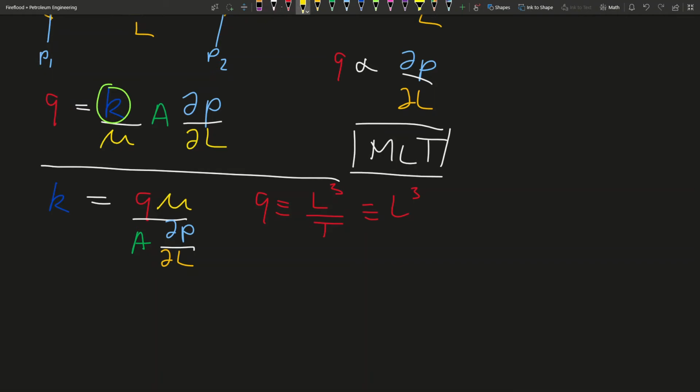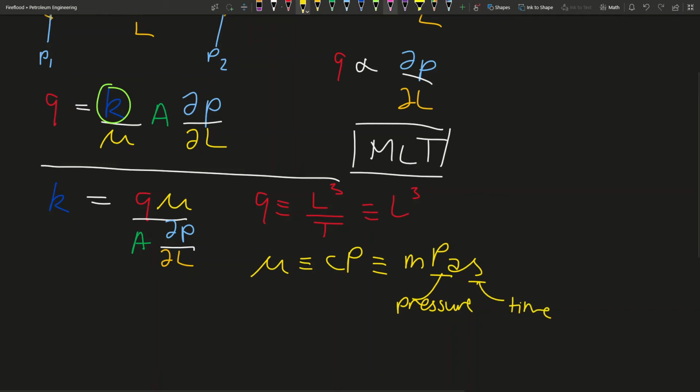All right, so mu. Mu is typically measured in centipoise in the field, which is just millipascal seconds, where milli stands for 1 times 10 to the power of minus 3. And pascals are a unit of pressure, whereas seconds are a unit of time.